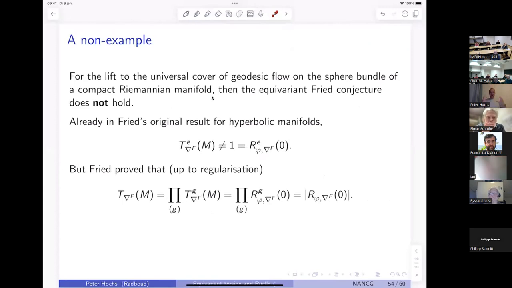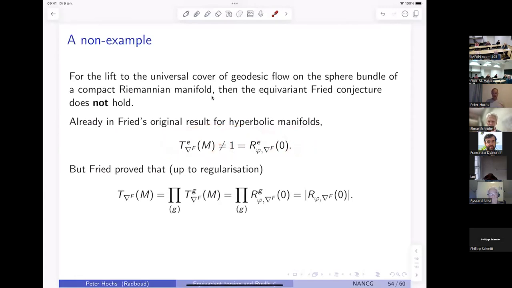In the case where you take a flow on a compact manifold and you lift to the universal cover, then you can talk about equivariant torsion and the equivariant Fried conjecture. In that case, generally, our equivariant version doesn't hold. For example, in the case proved by Fried for hyperbolic manifolds, if you lift the flow to the universal cover, it has no periodic curves on that universal cover. If you take the Ruelle zeta function for the identity element, it's made up of periodic curves, and in this case there are none, so you get one, you get trivial. In that case, the corresponding number for the analytic torsion is the L2 analytic torsion, which can be different from one. And they are not equal.